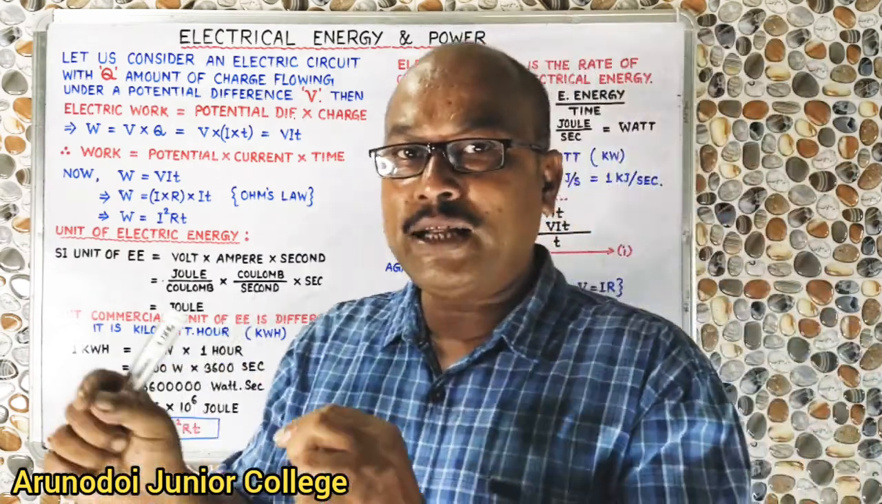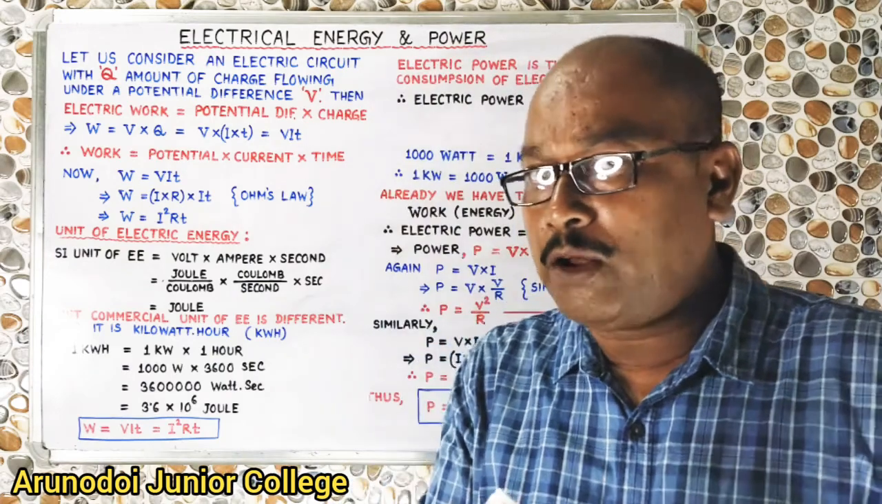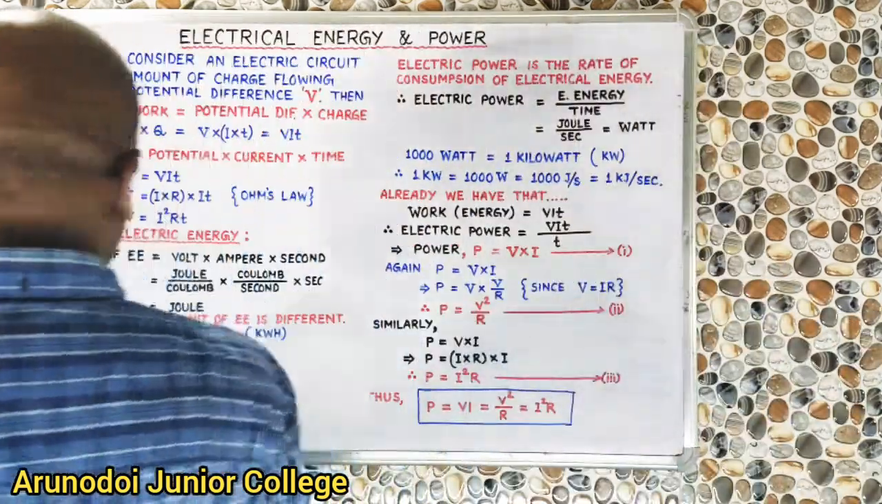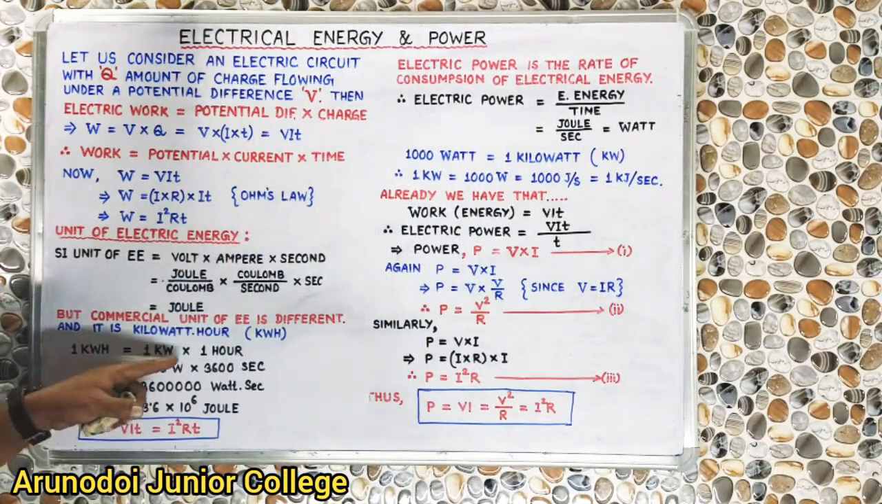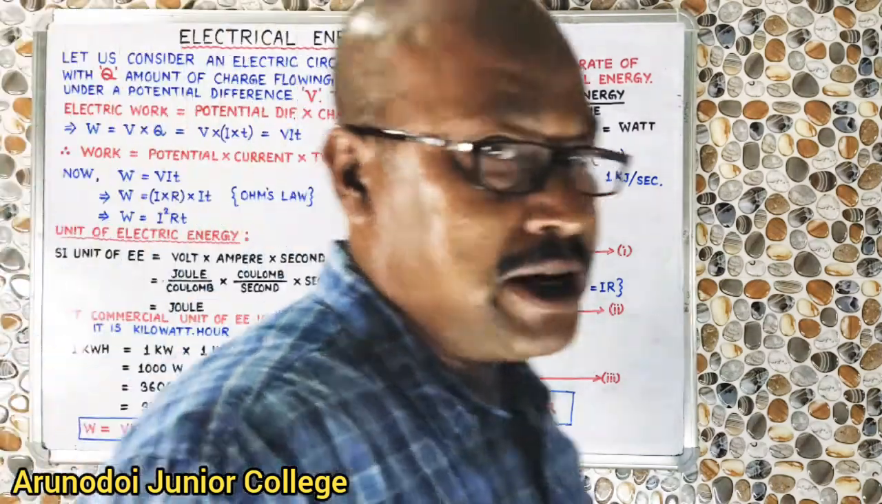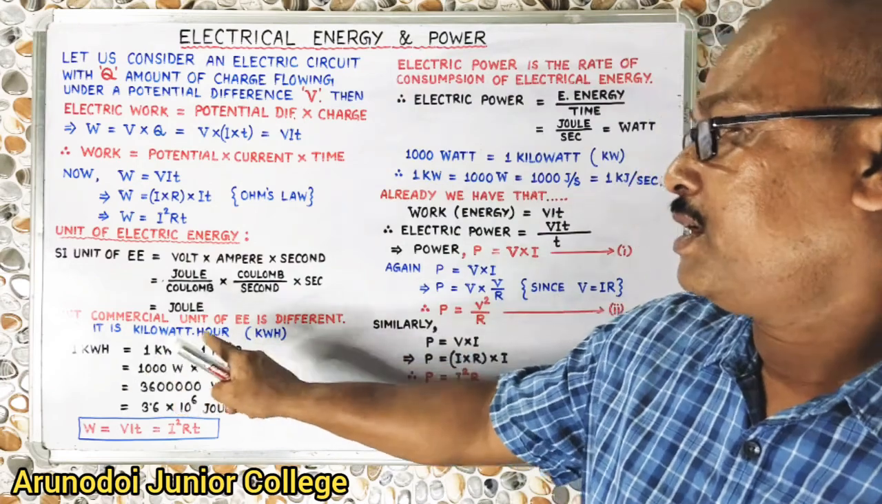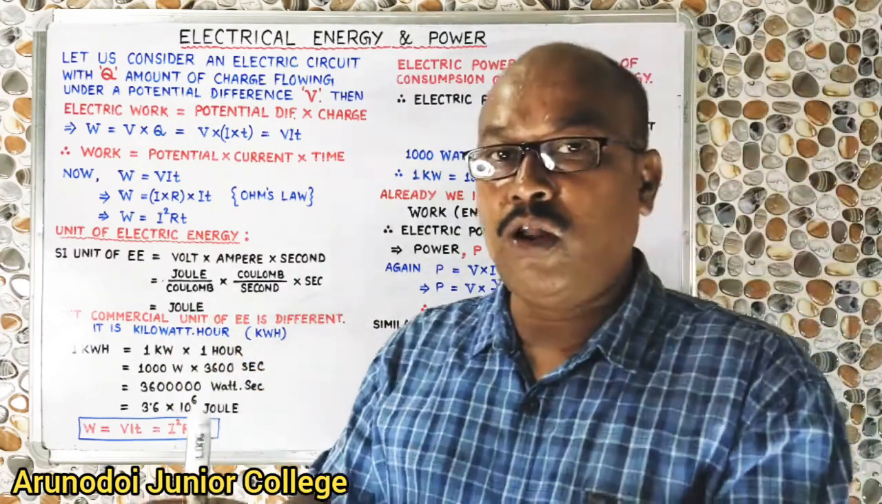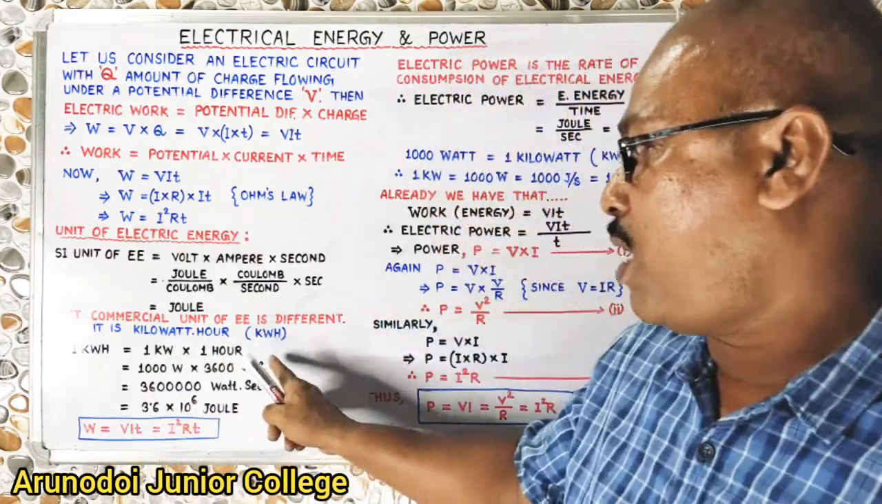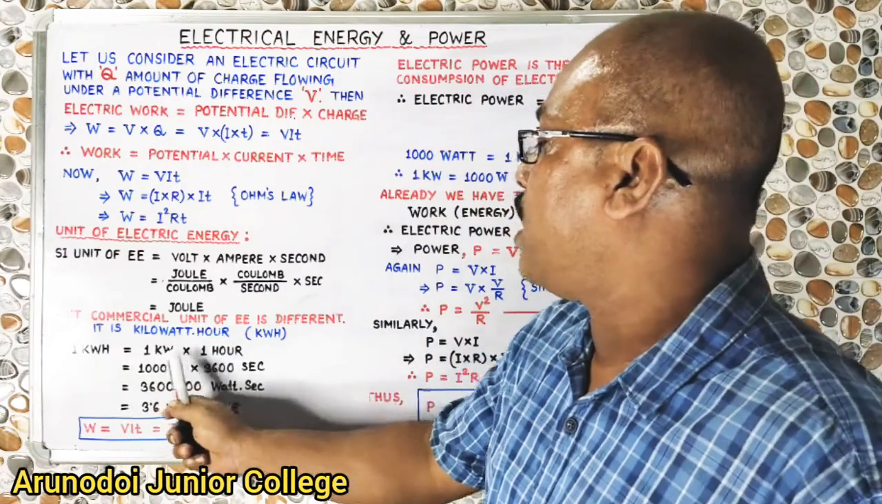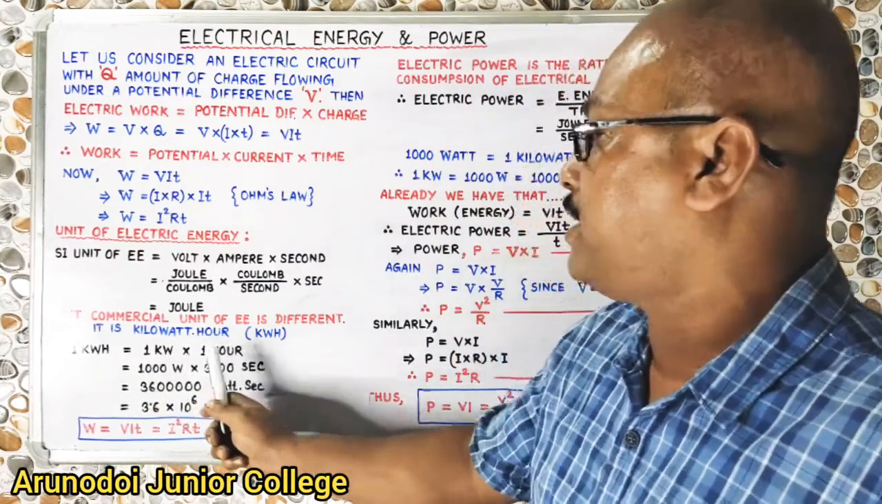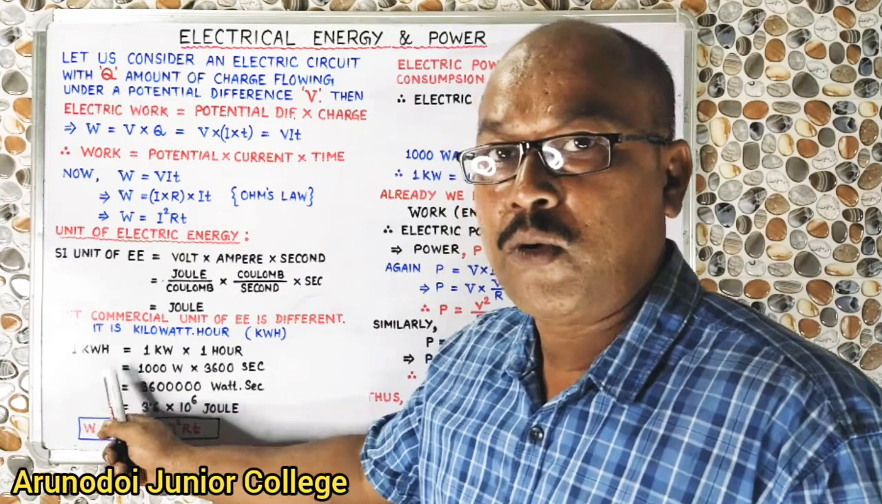So what is 1 kilowatt hour? 1 kilowatt hour is equal to 1 kilowatt into 1 hour. It means that if you are using a power of 1 kilowatt, and the time for which you are using the electric current is 1 hour, then this will be 1 kilowatt into 1 hour. If we multiply these two things, we get 1 kilowatt hour.